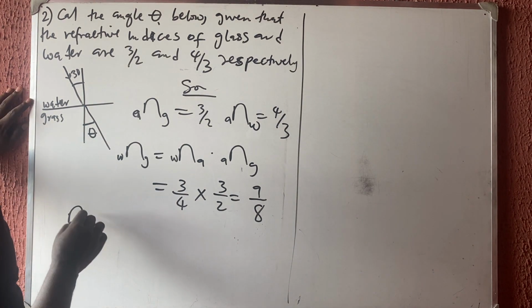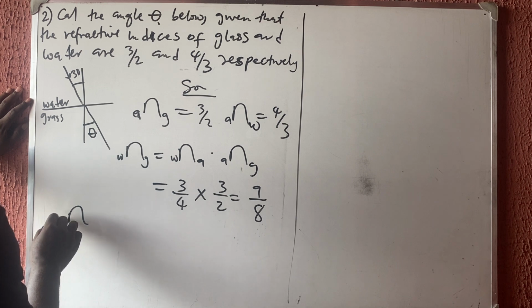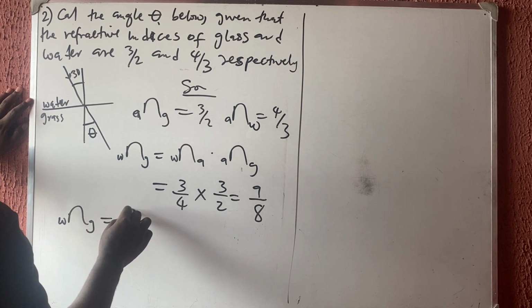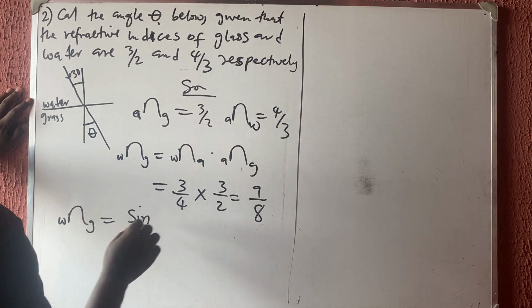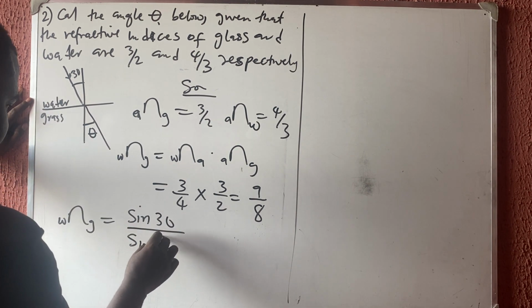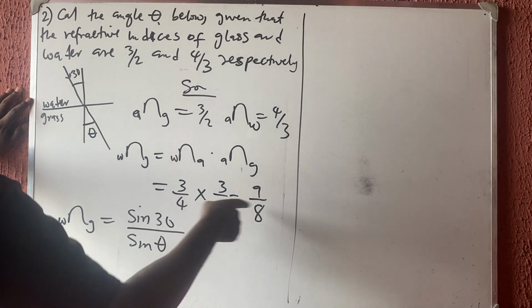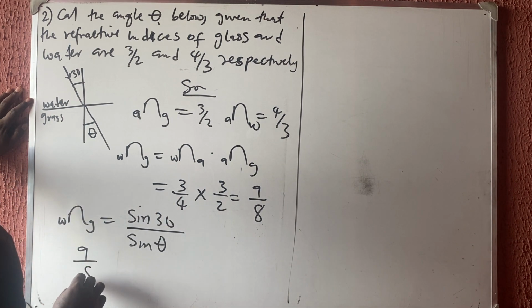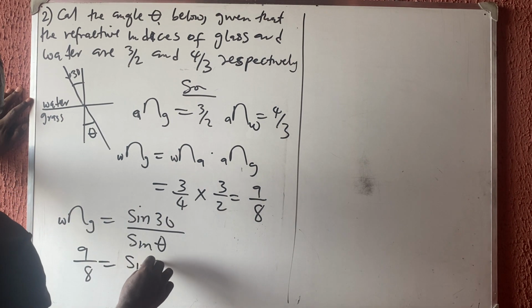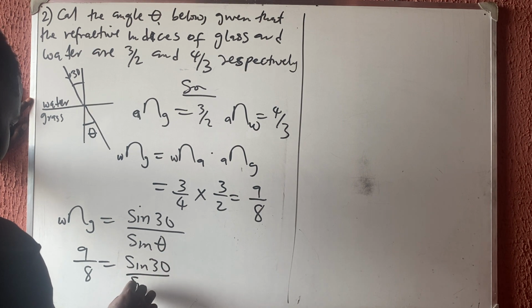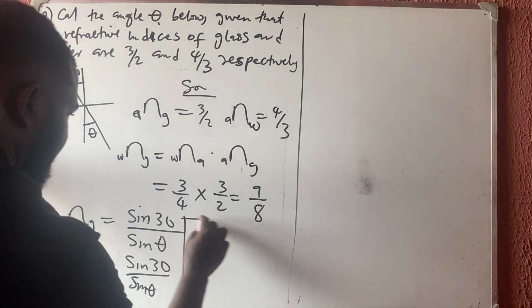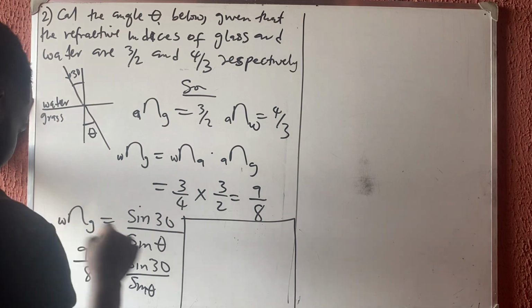The refractive index from water to glass is equal to the sine of 30, the one of water, all over the sine of theta, which is the one of glass. So I've gotten this to be 9/8 is equal to sine 30 divided by sine theta. If you permit me to finish it here, I'm going to have what?